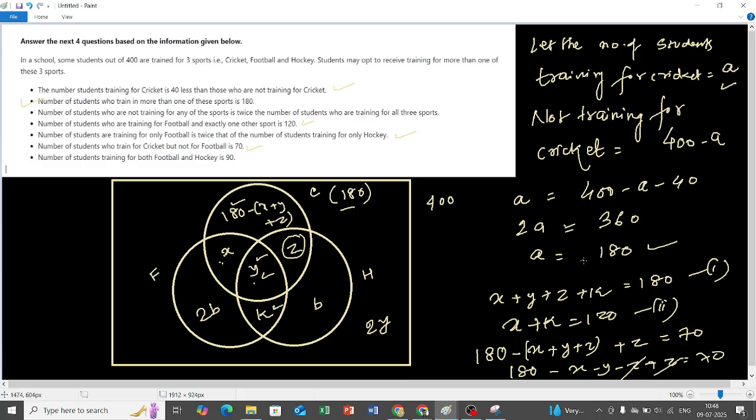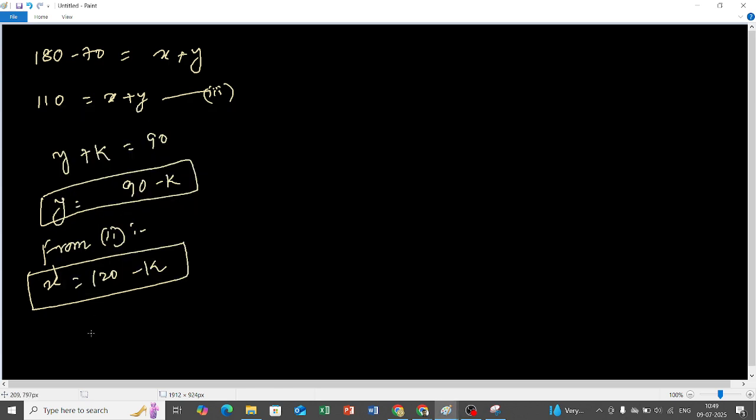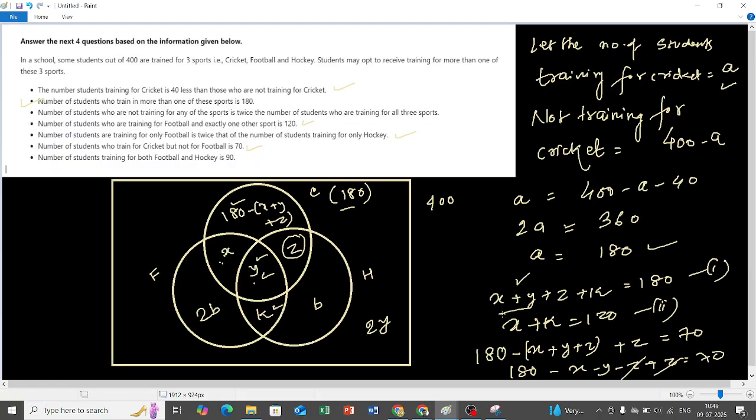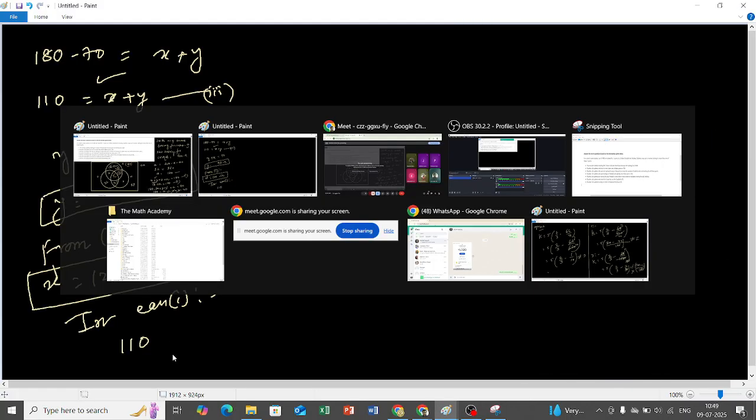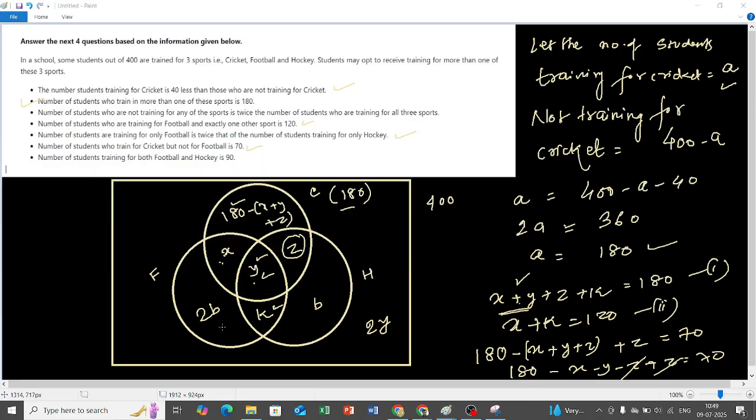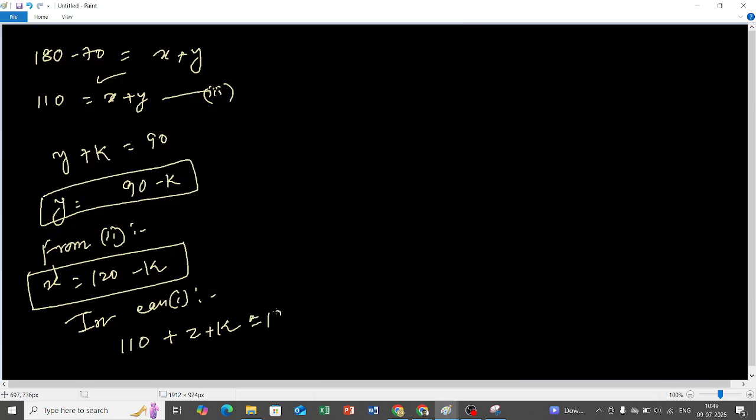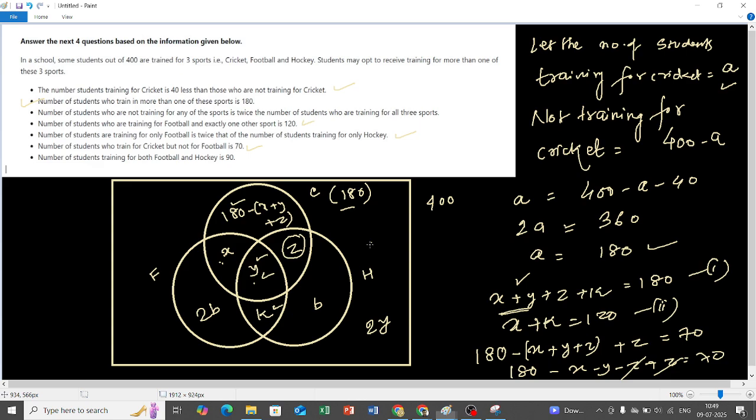Let us do one thing. Let us substitute some values in this equation 1. What is x plus y? 110 from here, plus z plus k equals 180. So z plus k is 70, or z is equal to 70 minus k.